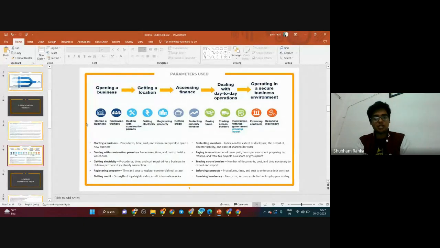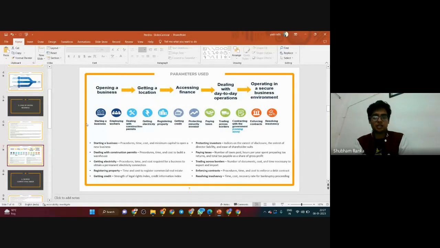These things are mentioned in this protecting investors point. Next would be paying taxes. Again, countries like UAE, Saudi Arabia rank higher in these metrics because the tax rates are lower, right? So in India, again, number of taxes paid, hours per year spent in preparing tax returns, and the total tax payable is also a very important metric.